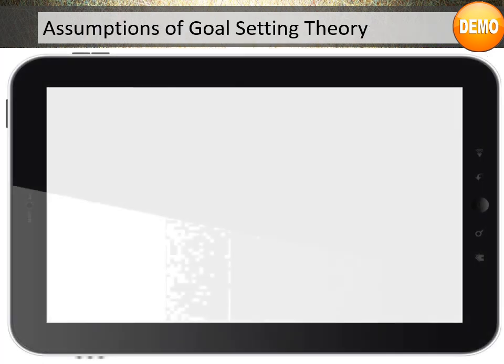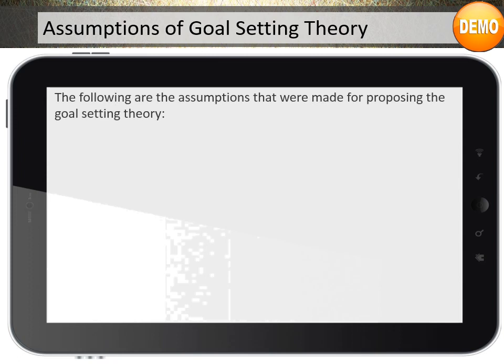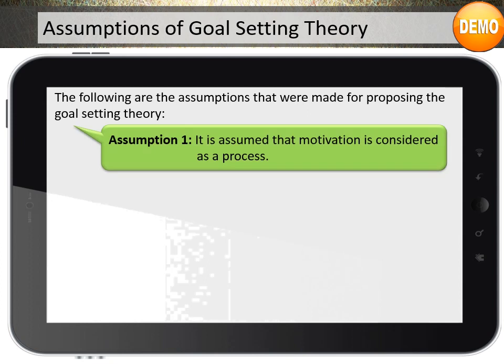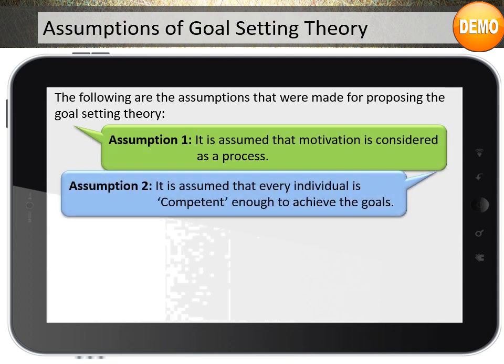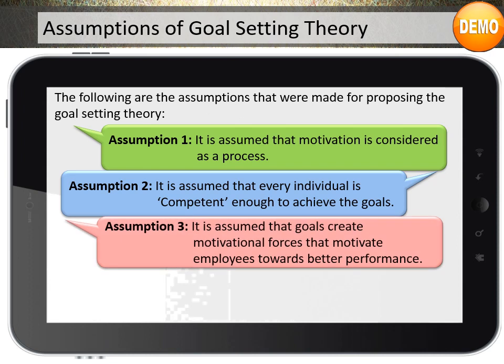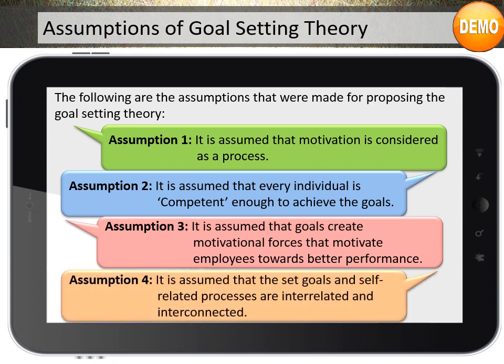Let's understand assumptions of goal-setting theory. The following are the assumptions that were made for proposing the goal-setting theory. Assumption 1. It is assumed that motivation is considered as a process. Assumption 2. It is assumed that every individual is competent enough to achieve the goals. Assumption 3. It is assumed that goals create motivational forces that motivate employees towards better performance. Assumption 4. It is assumed that the set goals and self-related processes are interrelated and interconnected.